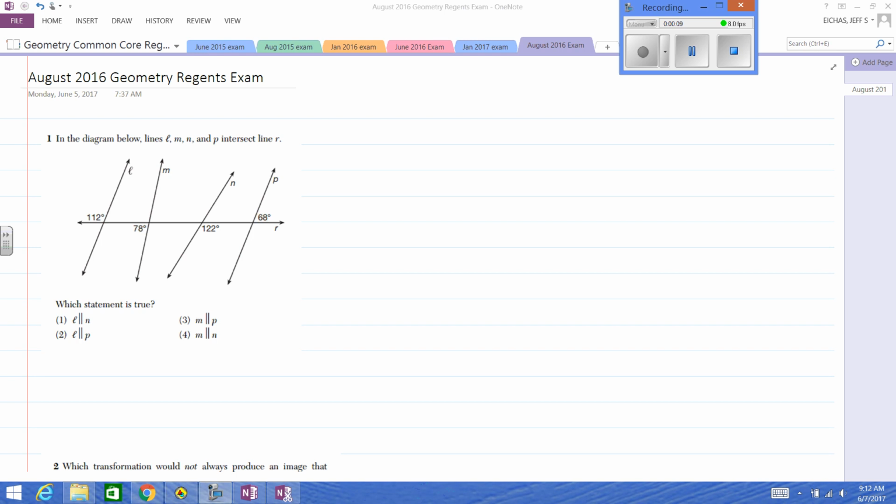So, number one, what we're looking to do is look at the parallel lines cut by a transversal situation.